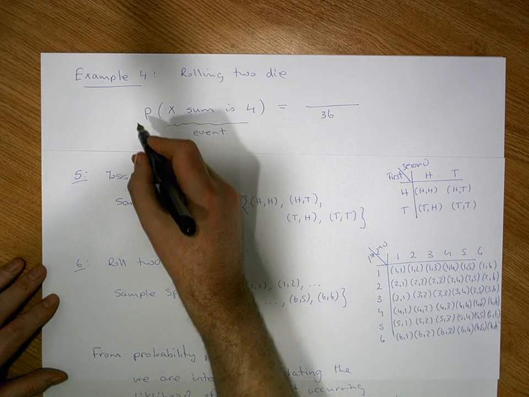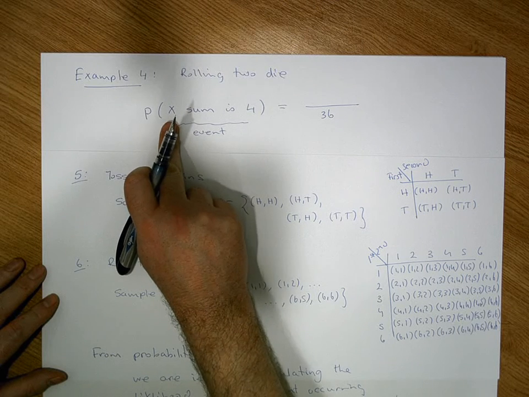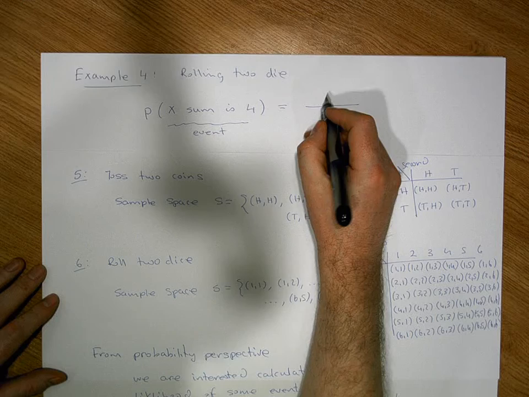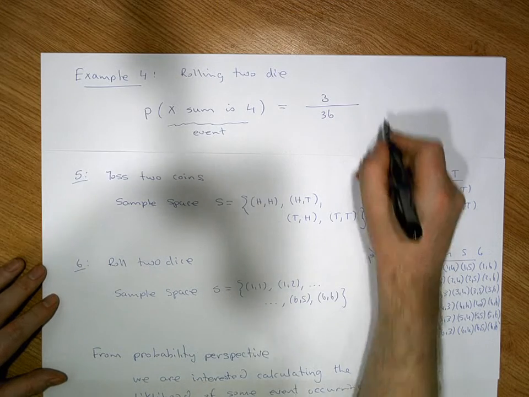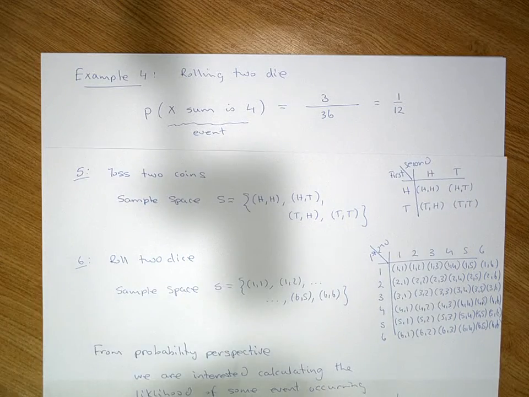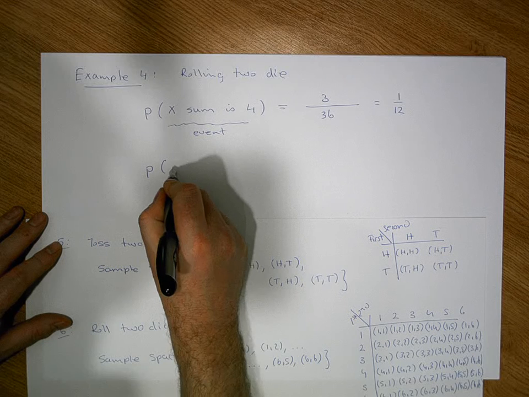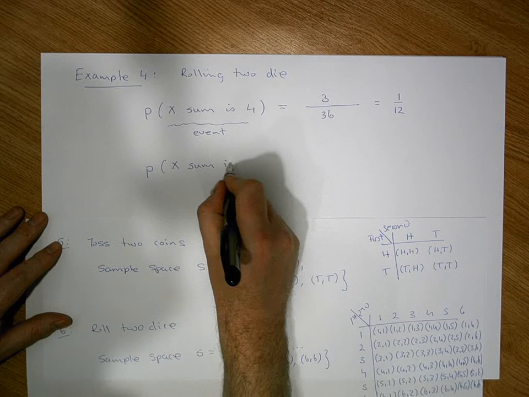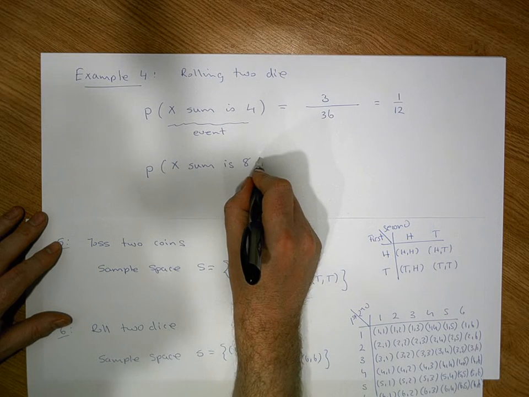So the probability that when I roll 2 dice, the sum of the 2 faces is 4, is 3 chances out of 36. So we have 3 chances out of 36, which I suppose is a 1 in 12 chance of that happening. We can continue, and I could ask the question, what's the probability that when I roll 2 dice, the sum is, let's say, 8, as an example.